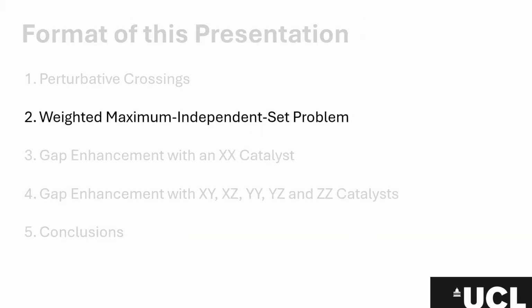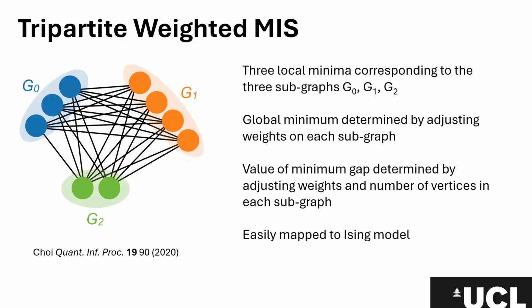Okay, so that's our perturbative analysis of how you introduce a catalyst perturbatively. And now I'm going to talk about this weighted maximum independent set problem, which is our tool for looking into some of this. In particular, we're looking at this tripartite weighted maximum independent set problem.